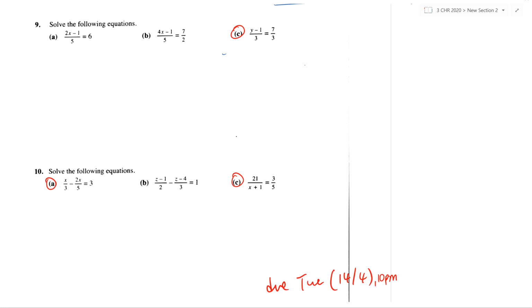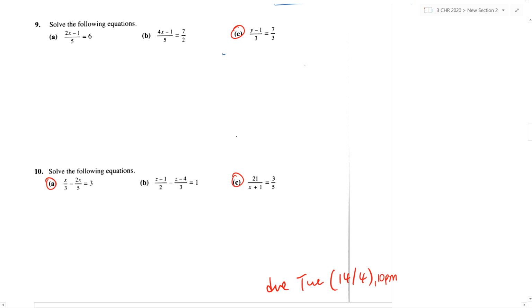We will be completing revision exercise 2, questions 9 and 10 for today's lesson. You will be attempting the questions circled in red, and I'll be doing the rest. So let's start with question 9a. We see over here that we have to solve the following equation.